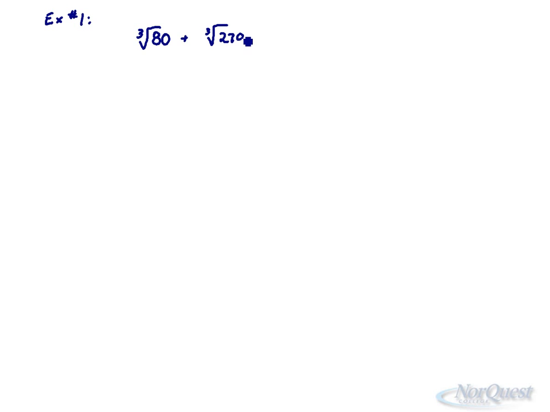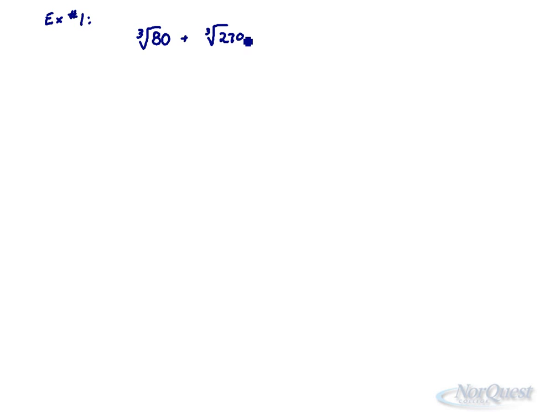We have 3 for the index. That's fine. But for us to go and collect these, what we do is we add coefficients if what's inside the radical sign is the same number. So had it been cube root 80 plus cube root 80, done, 2 cube root 80. But since it's not, what we need to do is simplify this.